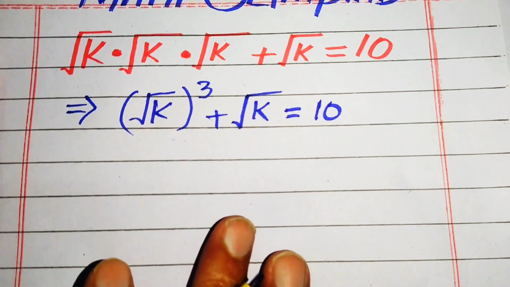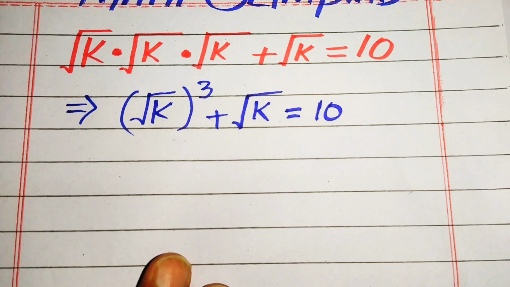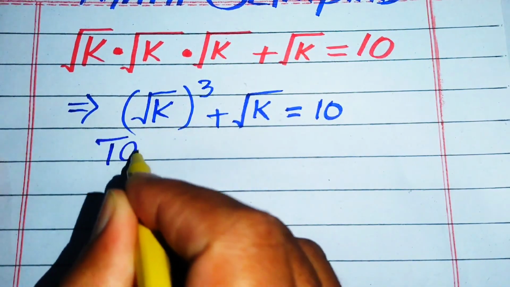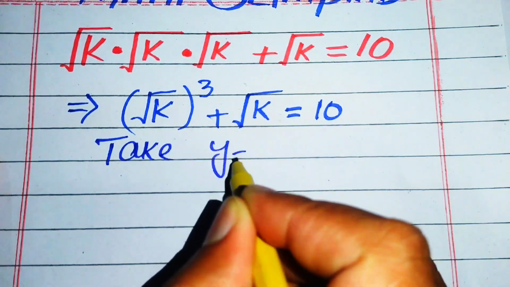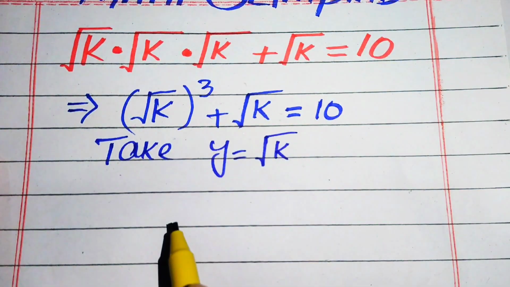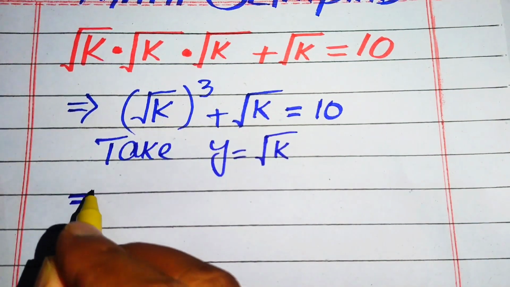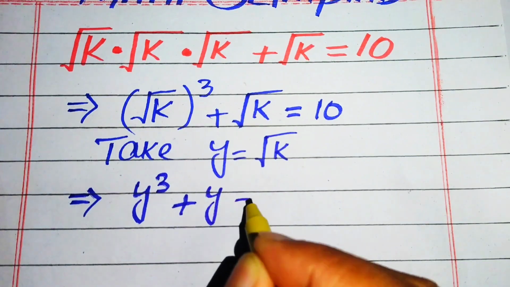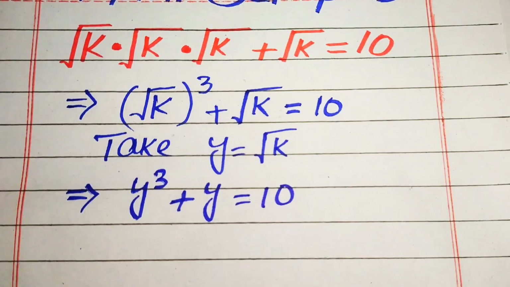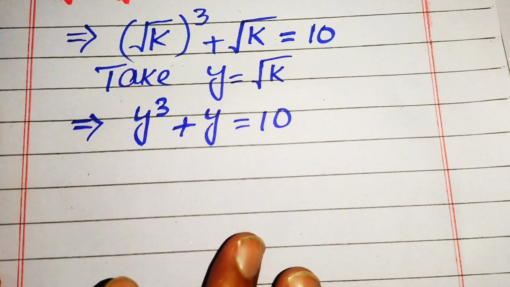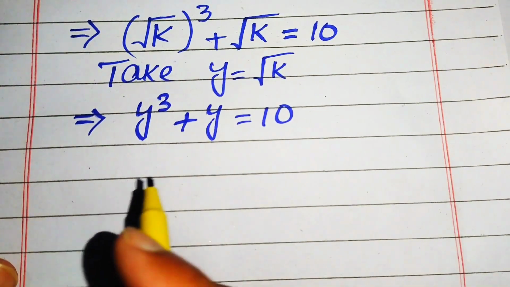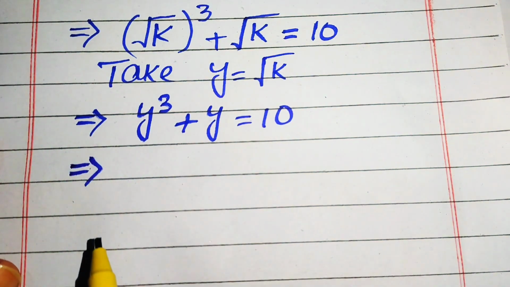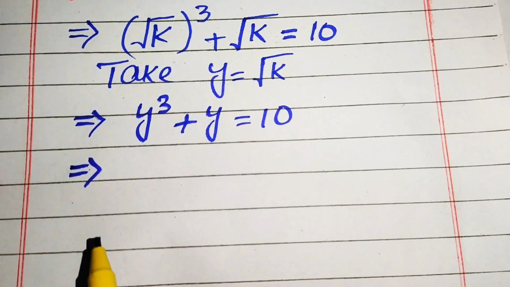And now in the next step, we need some simplification, and we convert this radical equation into a simple cubic form, so we take y equals square root of k. So our above equation is written in this form: y cubed plus y equals 10. And now in the next step we solve this cubic equation, and we have several ways to solve this type of cubic equation. So here we make the factors of this cubic equation by using a simple factorization technique.